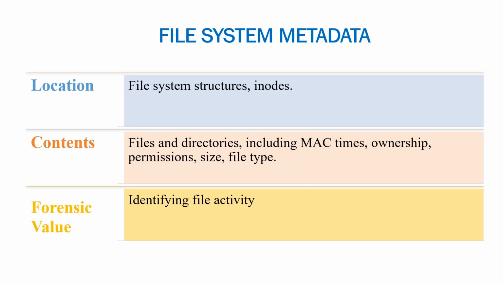Next is file system metadata. It is stored in the file system structures and it contains the information regarding the partitions, file type, files, directories, including the MAC values, meaning modification, access, creation time, the permissions, and size. So it helps to reconstruct the file activities, identify deleted or hidden files, determine the ownership, and establish the timeline of the event.